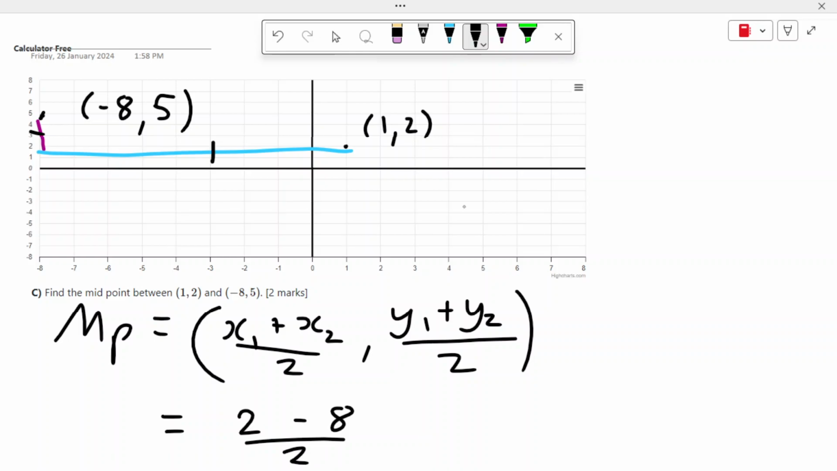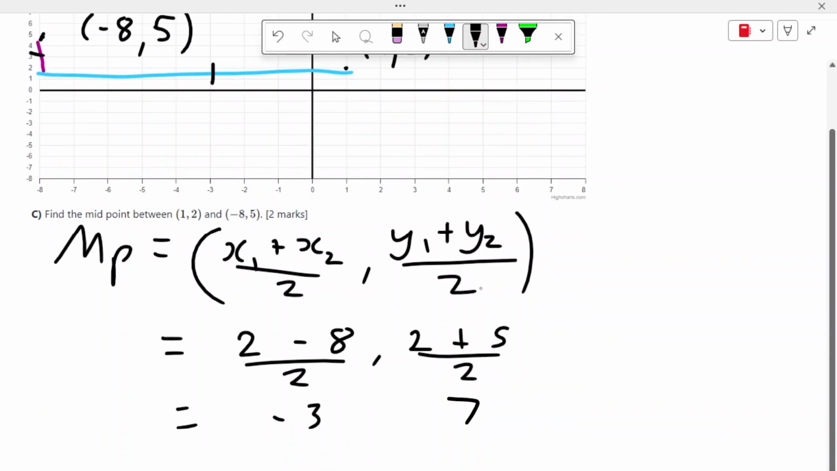Now the next one is the y component of that. So that's the 2 plus the 5 all divided by 2. And when we have a look at it, we're like, yeah, it needs to be somewhere between that 5 and 2, kind of sitting roughly towards that 3 area here. So when we do it, we get 7 divided by 2.